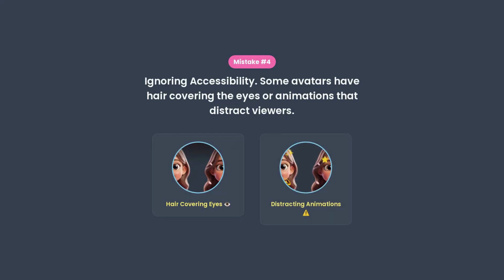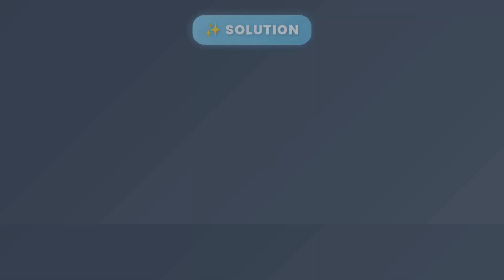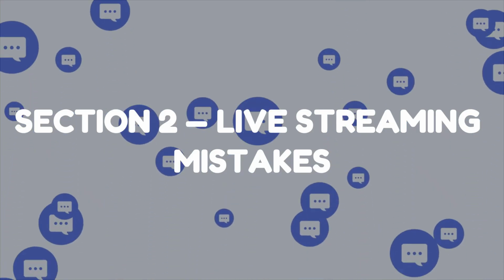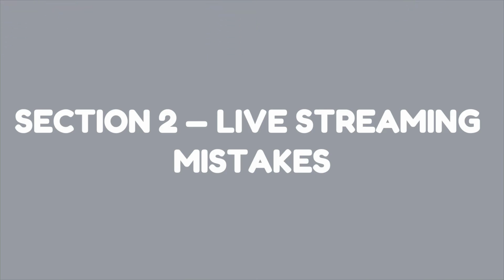Mistake number 4, ignoring accessibility. Some avatars have their hair covering their eyes or animations that distract viewers. Here's a solution for that. Choose motions and styles that are visual, clear for streaming. Live is one of the biggest growth tools on Zepeto, and small mistakes can drastically reduce your visibility.